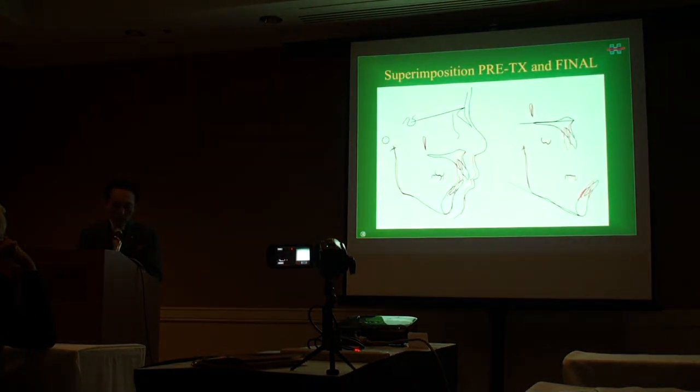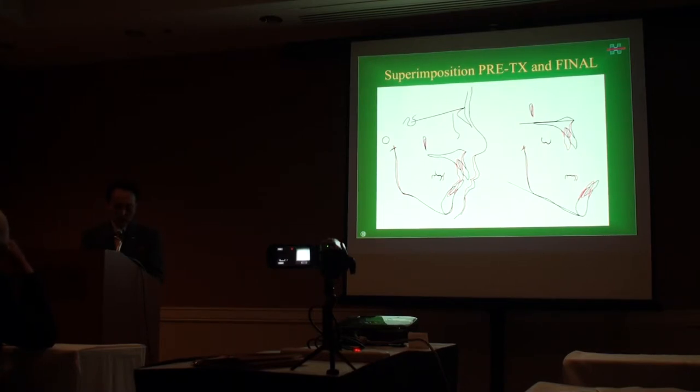Superimposition on the SN plane shows the upper and lower lips move back 4 mm. Maxillary superimposition on the palatal plane reveals that no displacement occurs on the upper first molar. The upper central incisors were intruded 1 mm at the root apex and retracted 10 mm at the incisor edge.